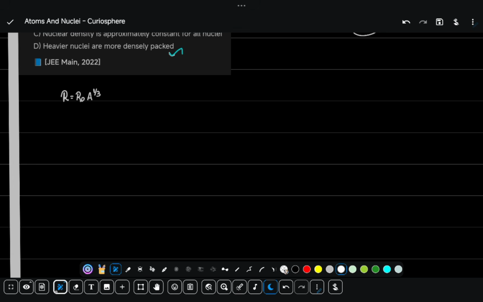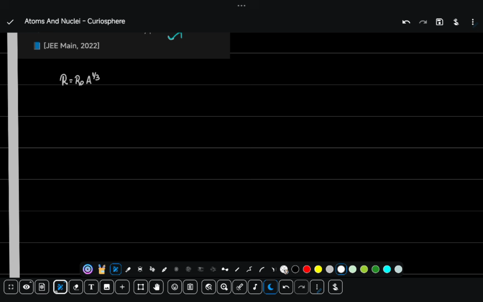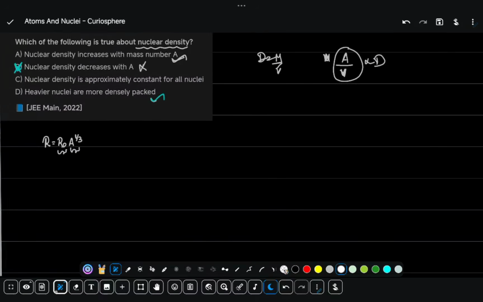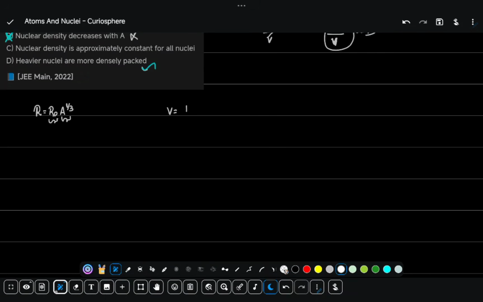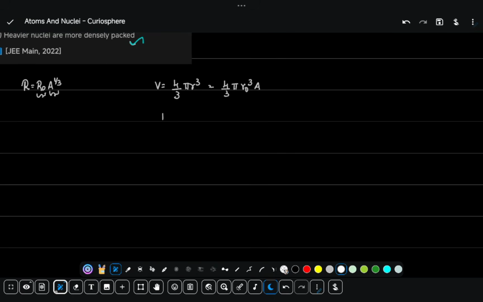So okay, let's come to the formula directly. R is equal to R naught A power 1 by 3, where R naught is a constant and A is nothing but the mass number. Now what is the formula? Basically the nucleus is a sphere, right? What is the volume of a sphere? Volume is equal to 4 by 3 pi r cube. Here r is nothing but R naught, I'm just using the small letters, right? R naught cube A. And what is the mass? Mass is nothing but the number of neutrons plus number of protons, nothing but the mass number A.